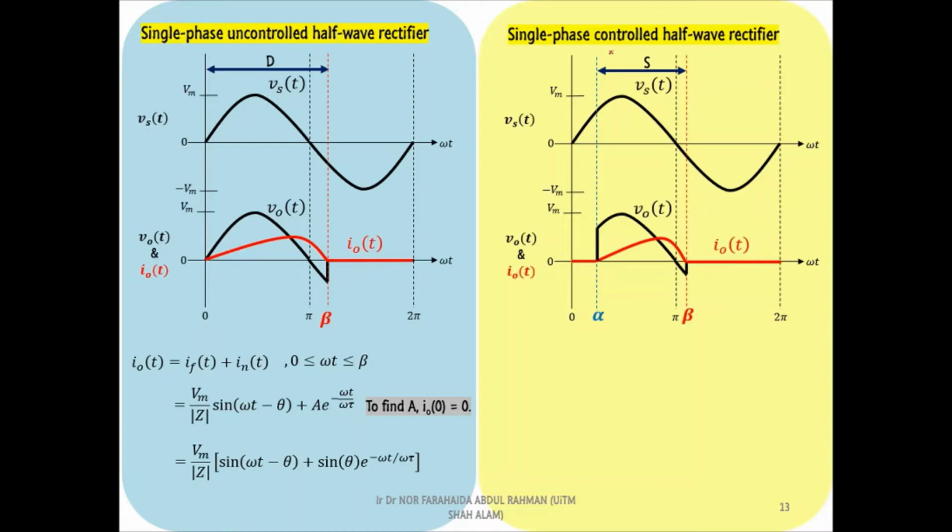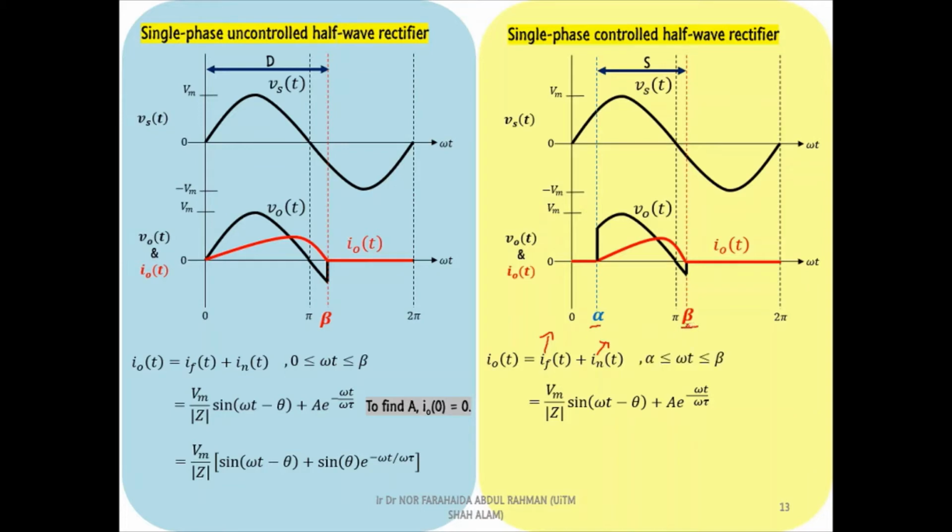In general, the equation of the output current waveform is also IF plus IN, where IF is the forced response current and IN is the neutral response current. However, based on this waveform, we can see that this equation is only valid when omega t is in between alpha to beta.